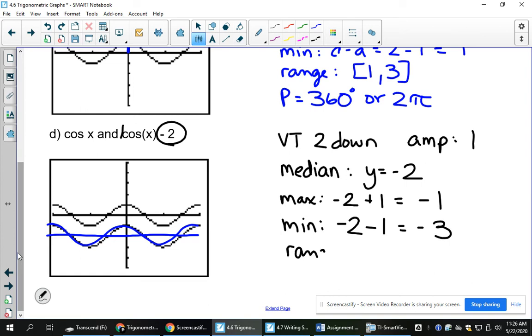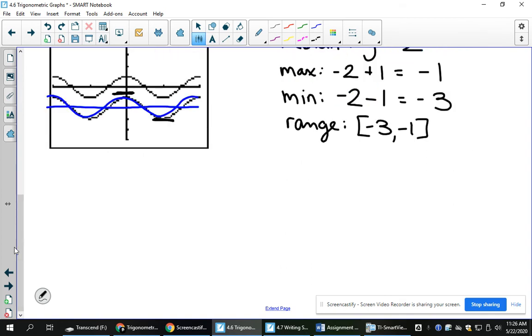My range, now which number is smaller here, -1 or -3? Look on the graph if you can't tell. What's smaller, -1 or -3? -3 is smaller than -1. You can't write those backwards. And again, we haven't changed anything with the length of the wave, so the period is still 360 or 2 pi.